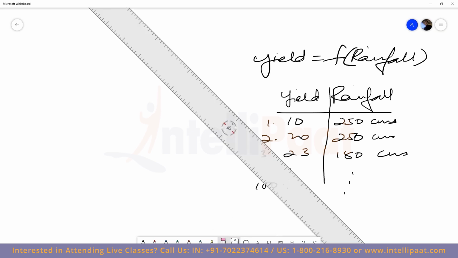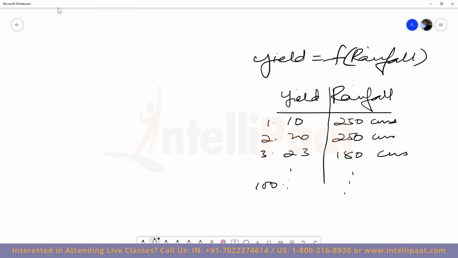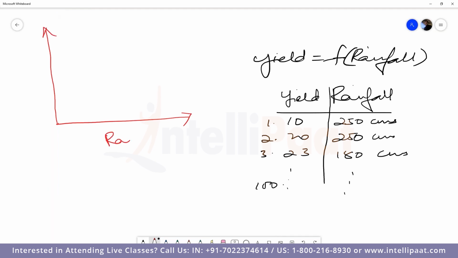So what would you do? If you were to visually understand this, you can draw a simple scatter plot, with rainfall on the x-axis and yield on the y-axis, and then you create all these points, the different points that you think are possible.